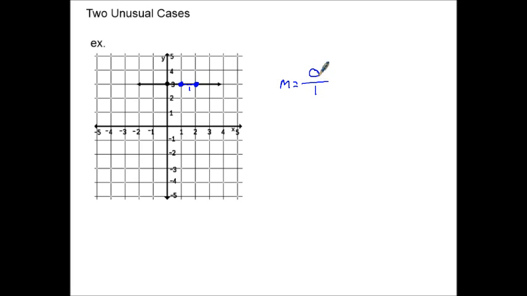Okay, well, I got 0 over 1. Well, what is 0 divided by anything? Well, 0 divided by anything is 0. So what we have here is 0, slope 0. Basically, anytime you see a horizontal line, you're going to have a slope of 0.